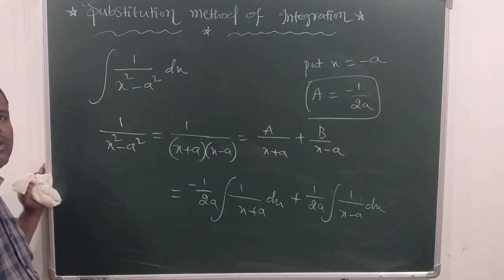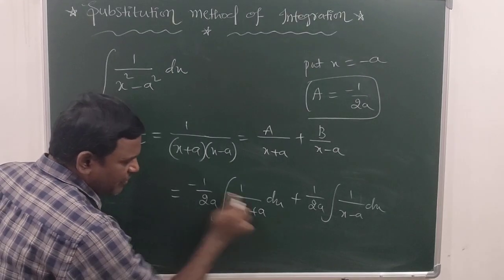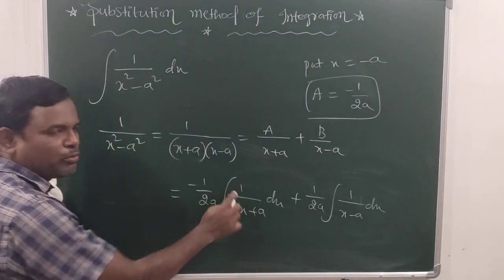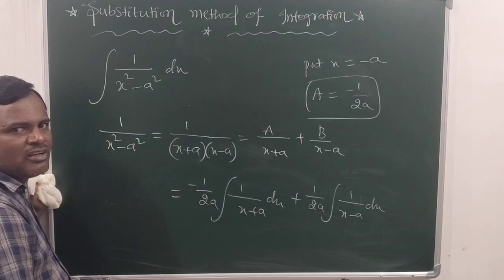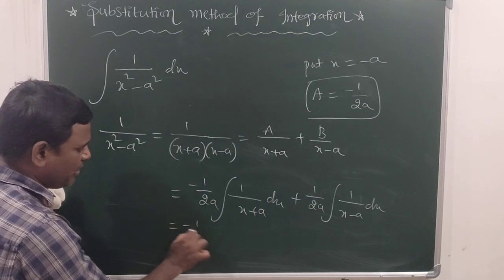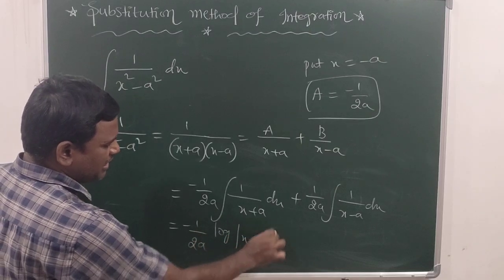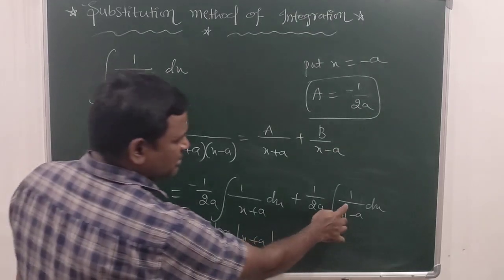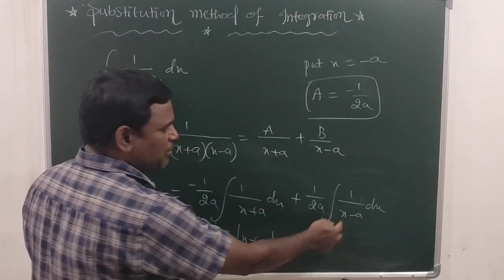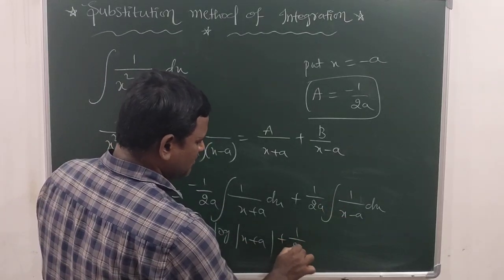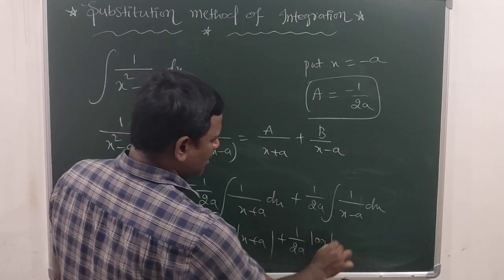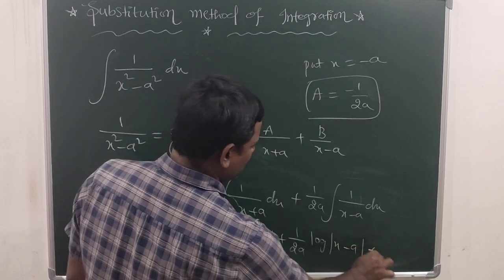Now see, students, the derivative of this denominator is available in the numerator, na? In such case directly you can write log mod x plus a. What about this? The derivative of the denominator is available in the numerator. Hence 1 by 2a log mod x minus a plus c.